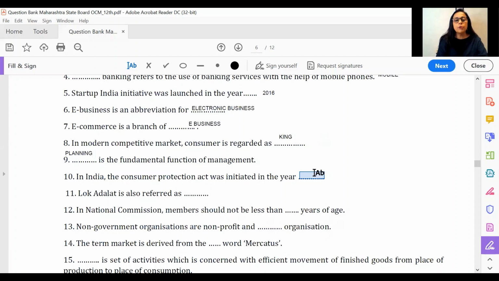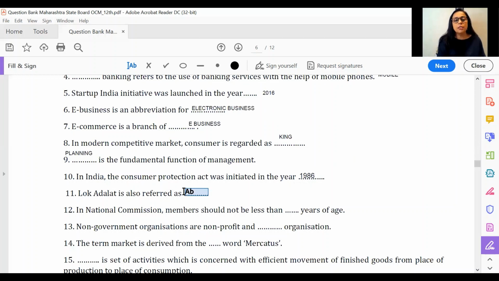In India, the Consumer Protection Act was initiated in the year. Now, there is a slight controversy here. The initial law was passed in the year 1986. However, they're talking about the new law, there's a major amendment which has been made in 2019. Your textbook is the latest and they're talking about the law recently passed in 2019.